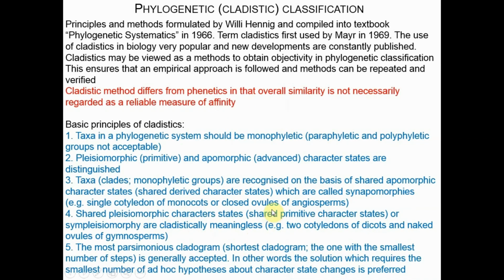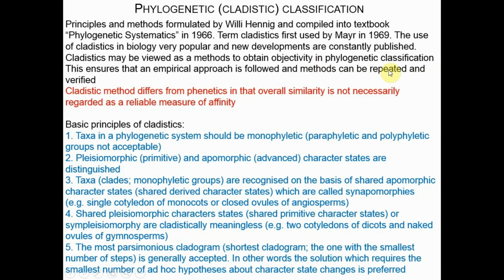This contrasts then to phylogenetic or cladistic analysis. And cladistic analysis started with Willy Hennig in the 60s, and the term cladistics was first used by Meyer. The use became very popular very quickly, and new developments are constantly published still today. And it's viewed as a method to obtain objectivity in phylogenetic classification.